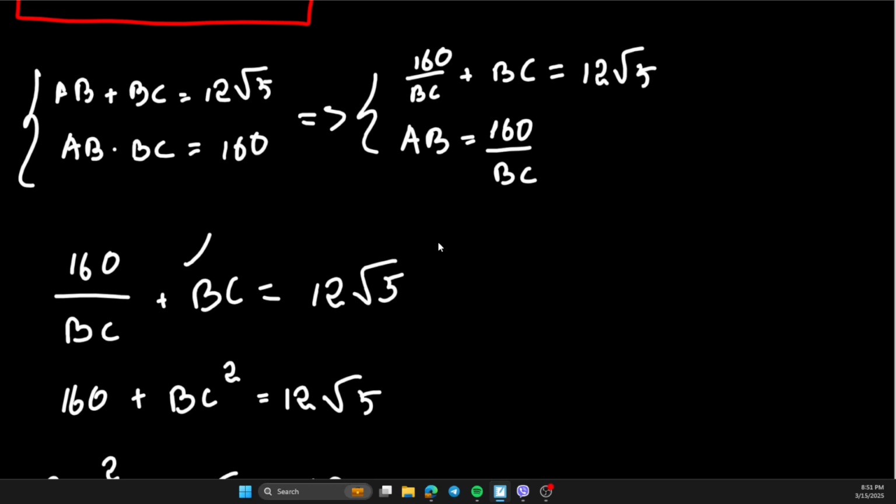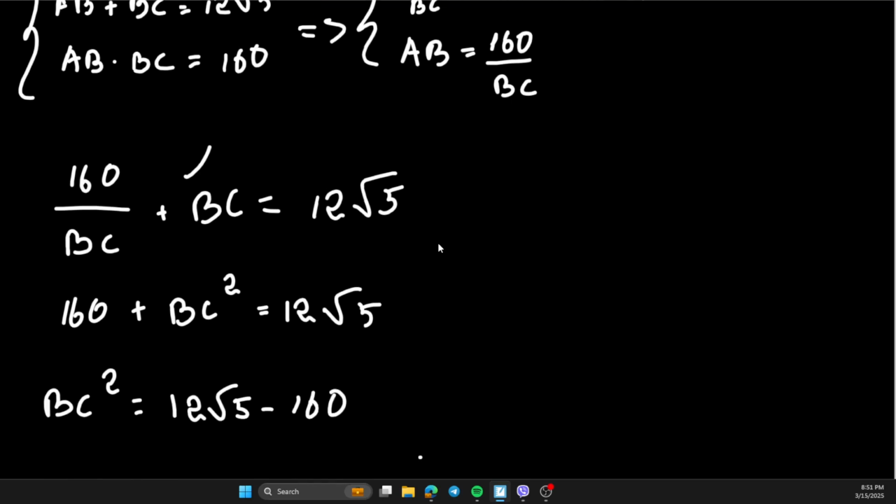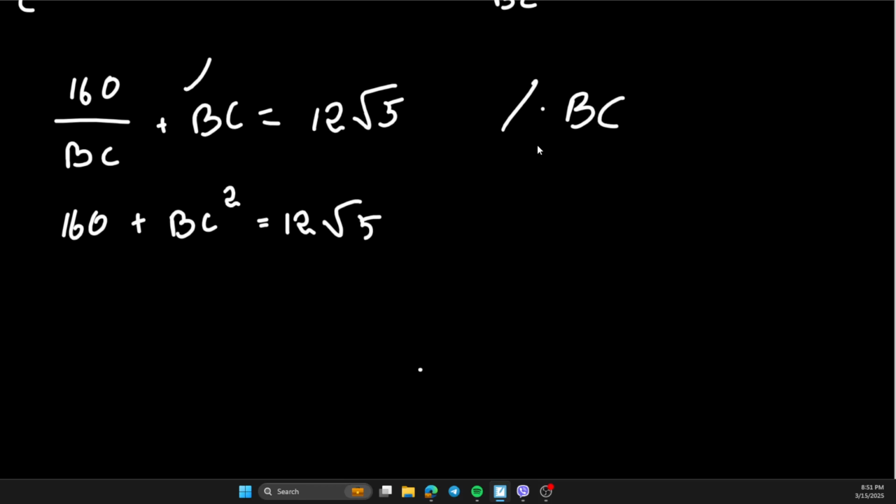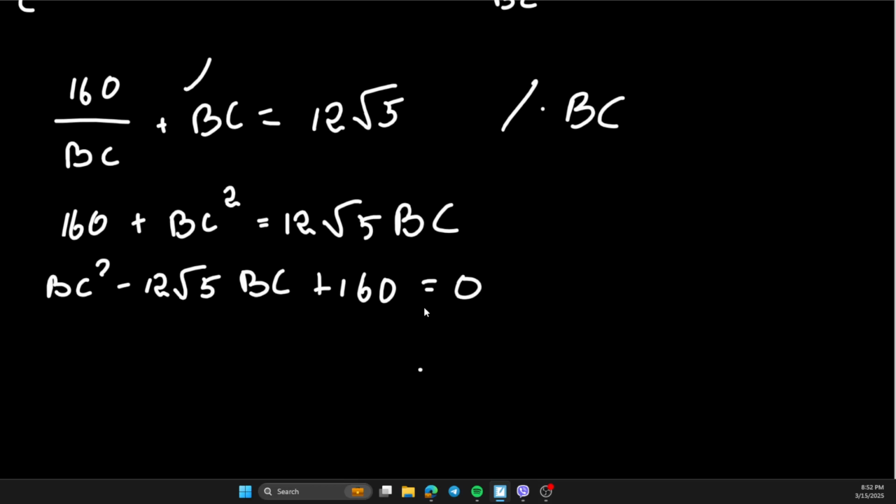BC times BC. Yeah. So look, man. You multiplied this equation by BC, right? But did we forget to multiply 12 square root of 5 by BC? Yeah, we forgot that. And now I think you can also say it: BC squared minus 12 square root of 5 BC plus 160 equals 0. Now your x is just BC, and you need to solve a second degree equation with delta.